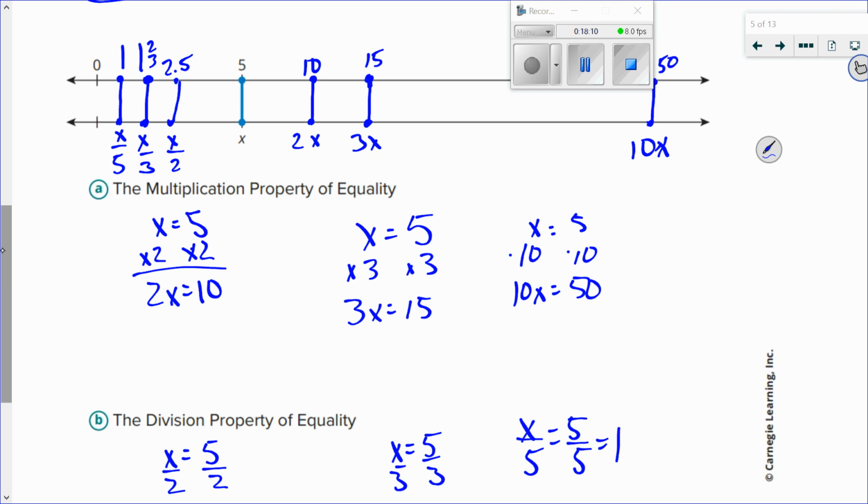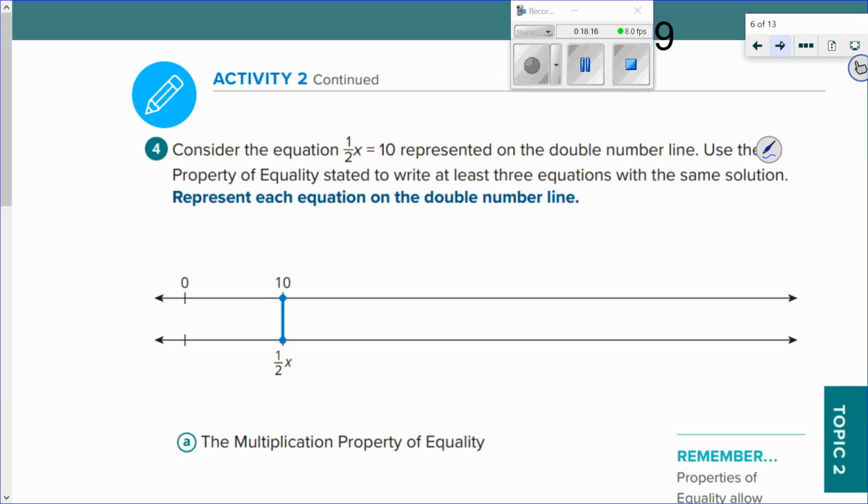So they started us easy again. They gave us just straight up what x equaled. Let's go to our next page. Now they're going to change up our equation a little bit. So if I look at 1/2 x equals 10 on the double number line, I use the property of equality stated to write at least 3 equations.